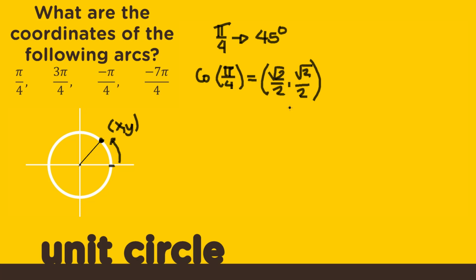And this would be the same figures for all the rest of the given arcs. I'm going to claim it right now: all the same figures, but they might differ in the signs. So let's proceed to the second. I'm going to illustrate that using the second. We have 3 pi over 4.